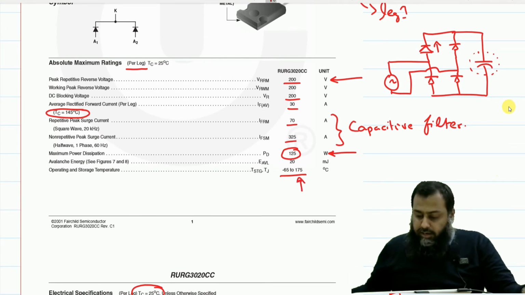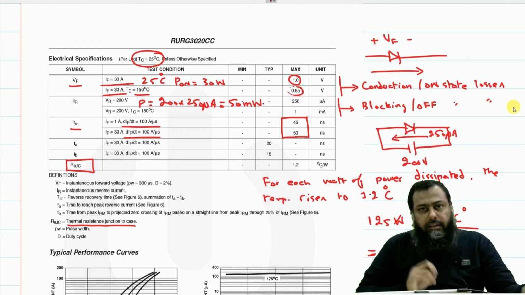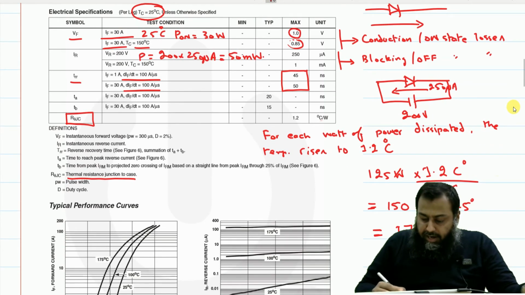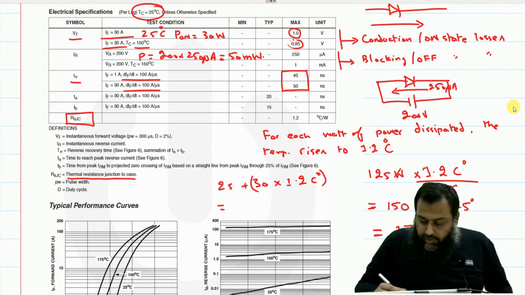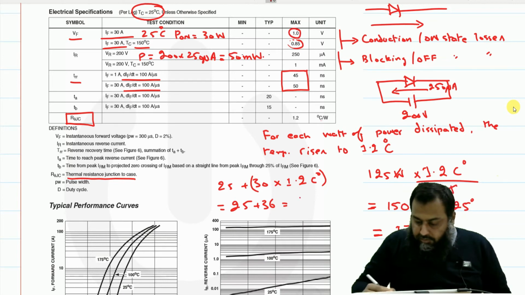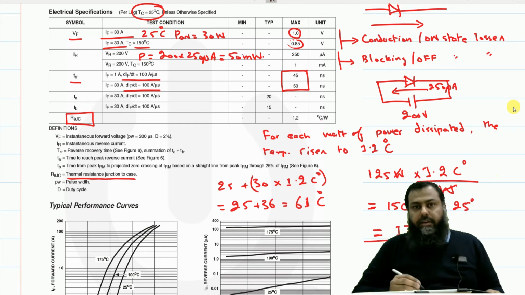So under this particular condition, when the device is only dissipating 30 watt, the device temperature is barely at 30 times 1.2 degrees centigrade plus 25, that is 25 plus 36, and that is equal to 61 degrees centigrade, which is quite low compared to the maximum value which is given in the datasheet.